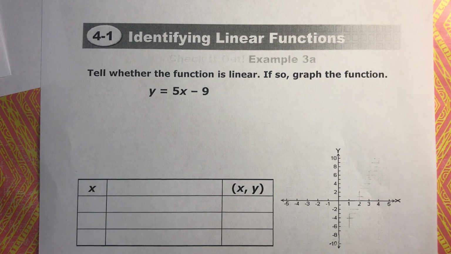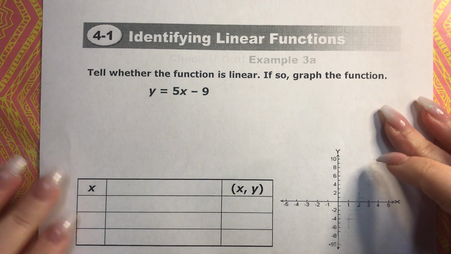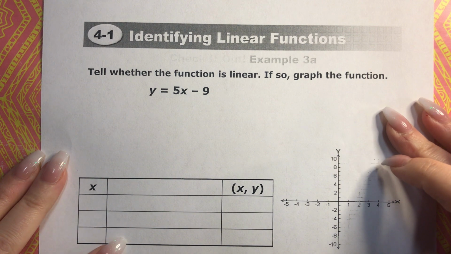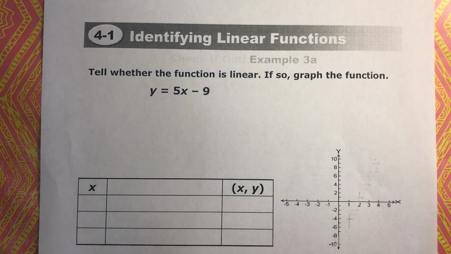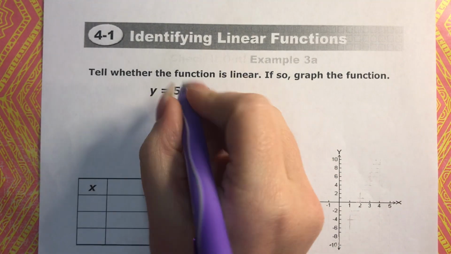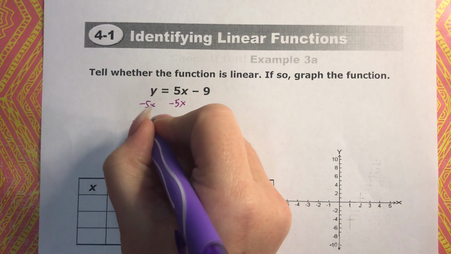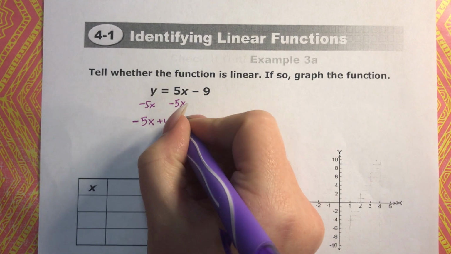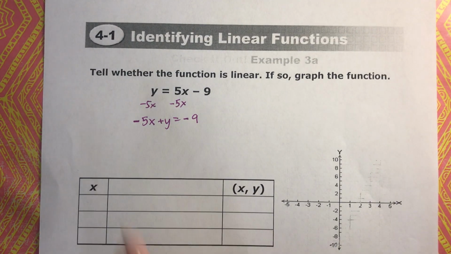Okay, we're back. Let's see how you did. So we're going to tell whether the function is linear. We can tell by putting it in standard form. First I'm going to put this in standard form by getting the x and the y on the same side. So I'm going to subtract 5x from both sides. So I end up with negative 5x plus y equals negative 9.